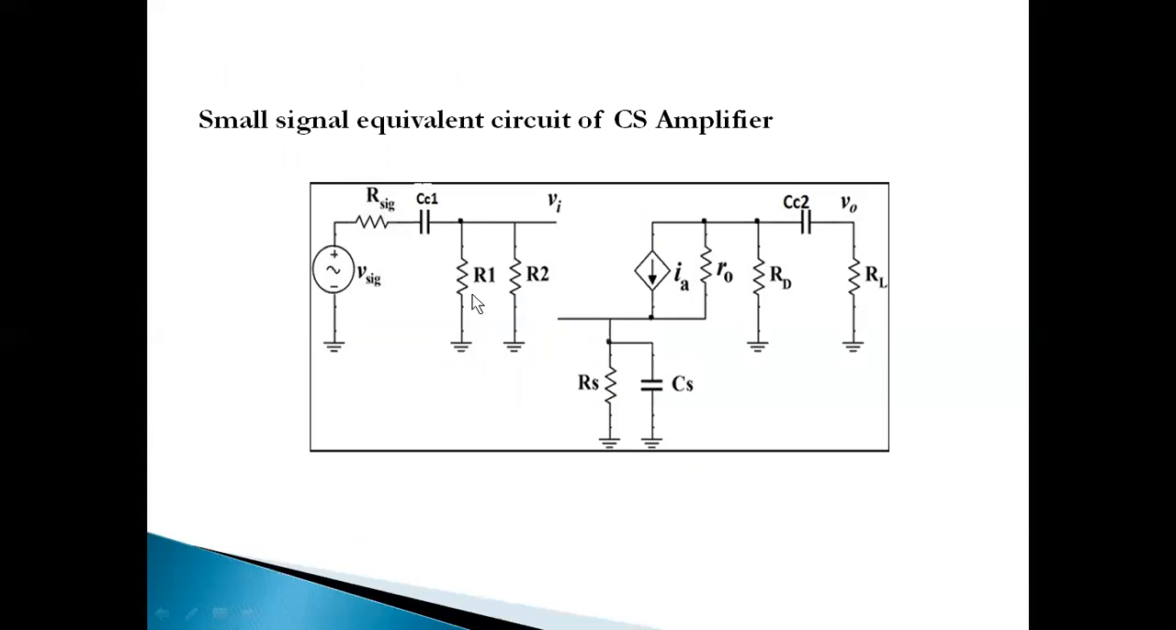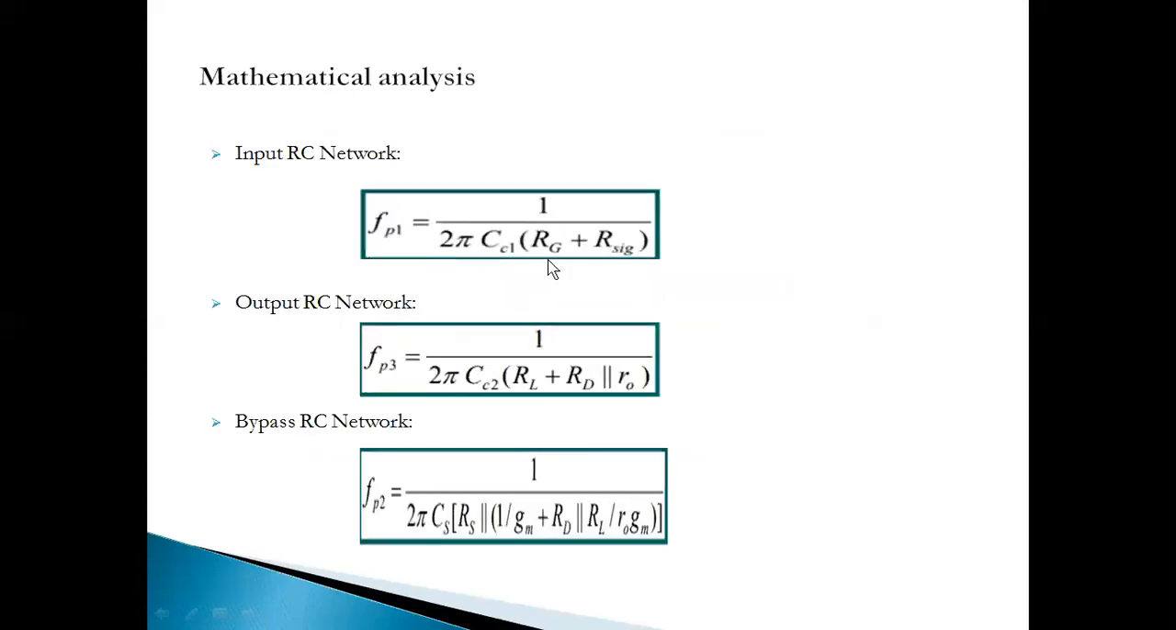So for finding the low frequency of the input RC network, we are going to use the summation of R signal plus RG as the resistance value, and the capacitance maintains the time constant. So f equals 1 divided by 2 pi, times RG plus R signal, times the corresponding input coupling capacitance CC1.